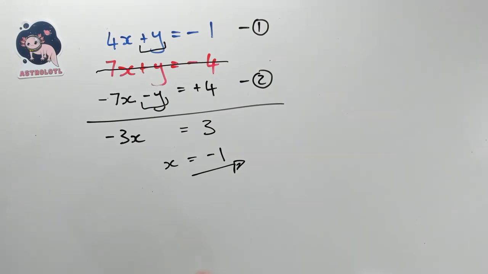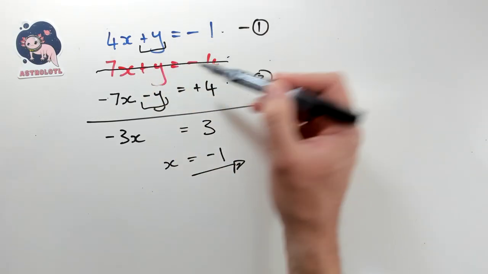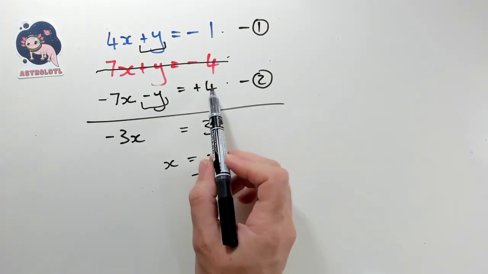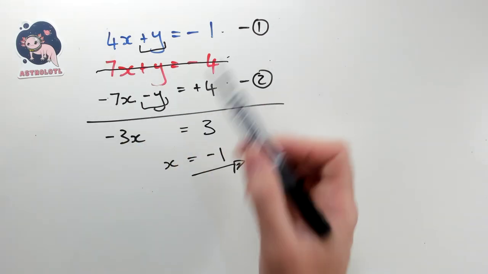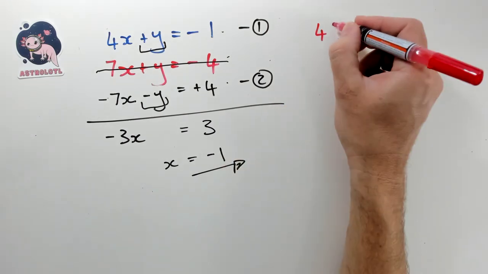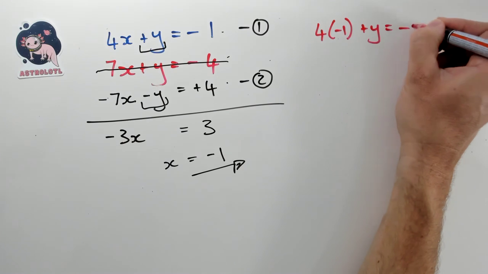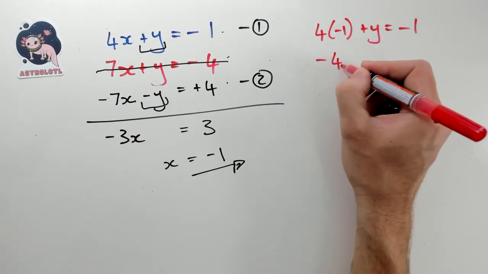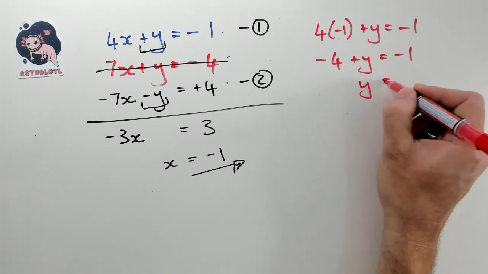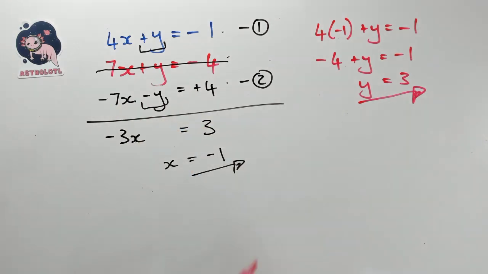Again, not finished. I can sub this into either one, because these two are the same. Maybe let's prove that left is equal to right, and we'll do it in both. Let's show 4x. I'm going to put in the negative 1 in there. Anyway, negative 1. So here I have negative 4 plus y is negative 1, and then y is going to be 3 in this case.